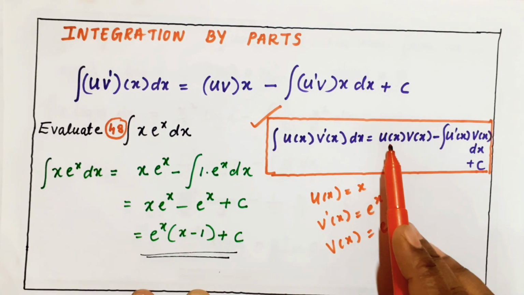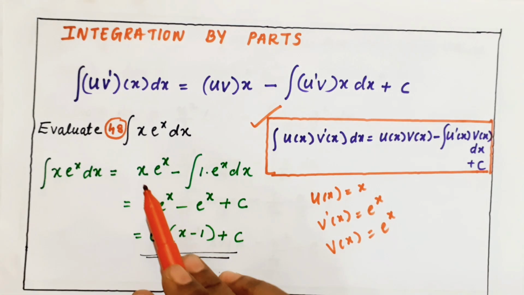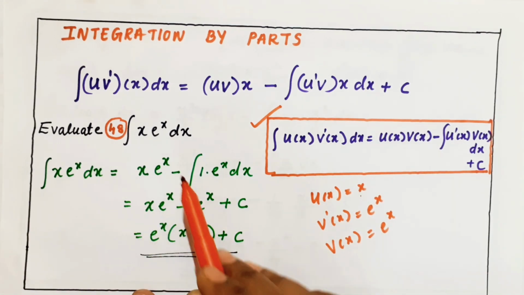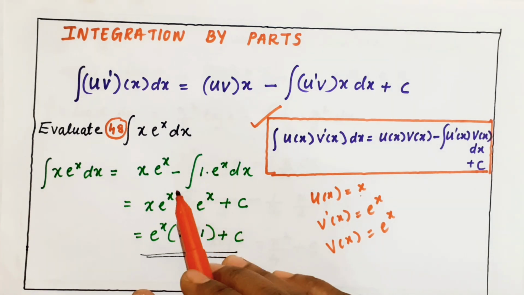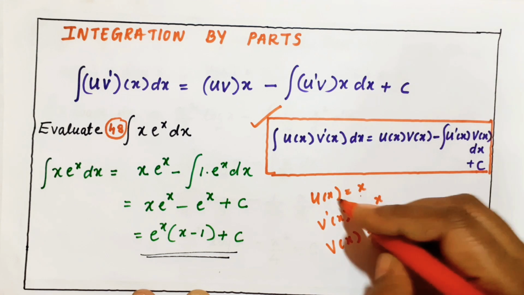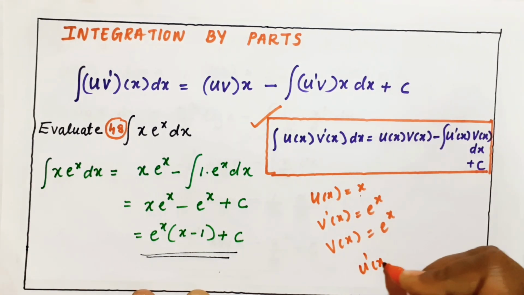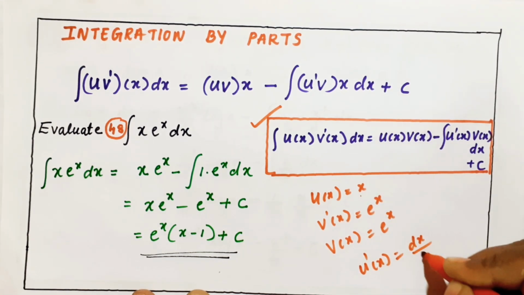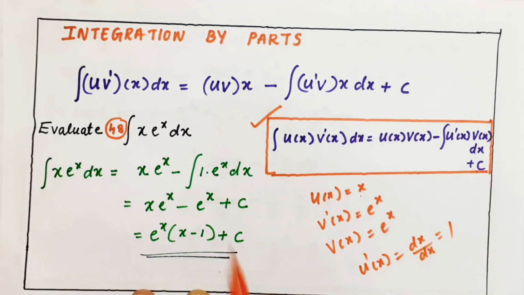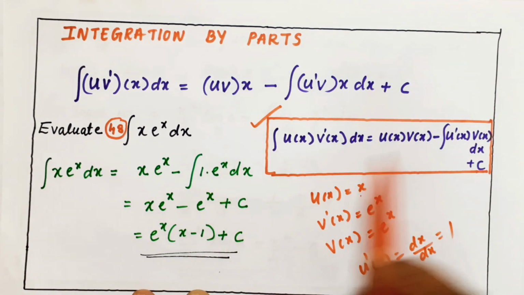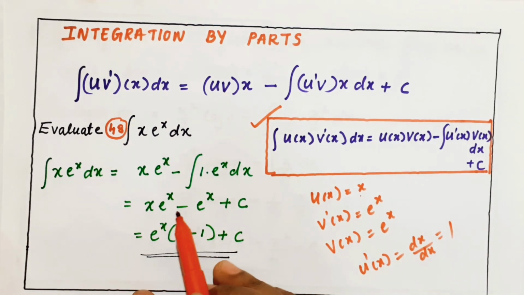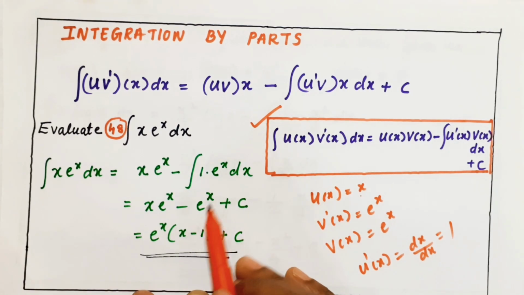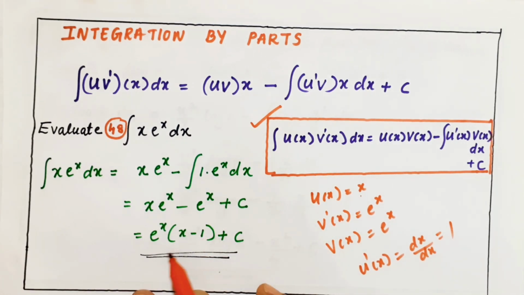Now apply this formula. What is the formula you see? U of x, v of x. So I am writing u of x, x into v of x also e power x minus integral of u dash x. What is u dash x? U dash x is d by dx of x. It is 1. So 1 into v of x. What is v of x? E power x dx. X e power x minus integral of e power x dx is e power x plus c. That is e power x into x minus 1 plus c.